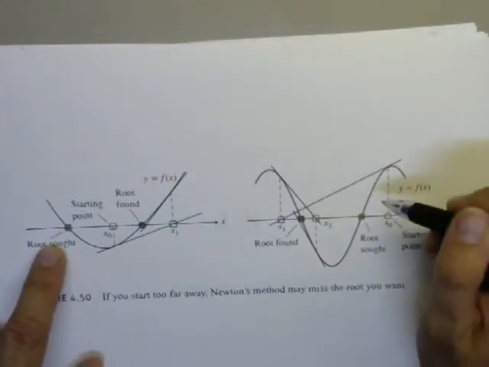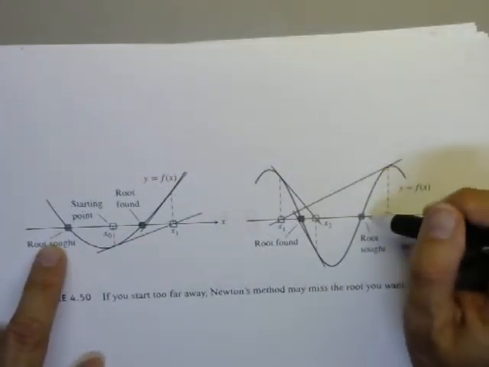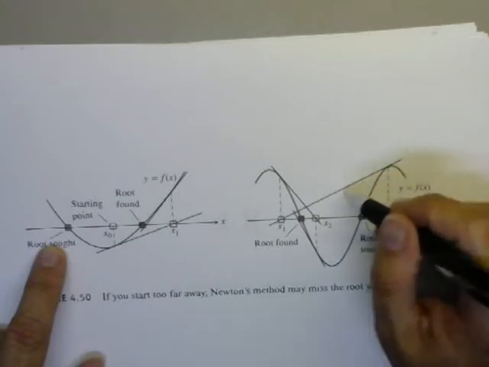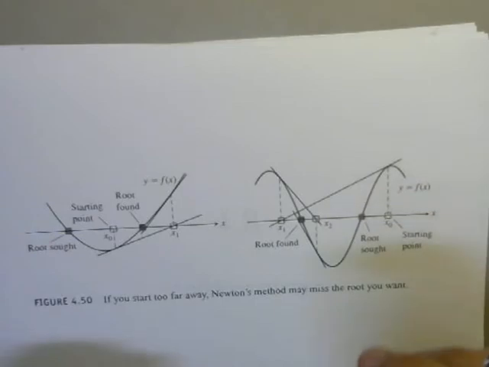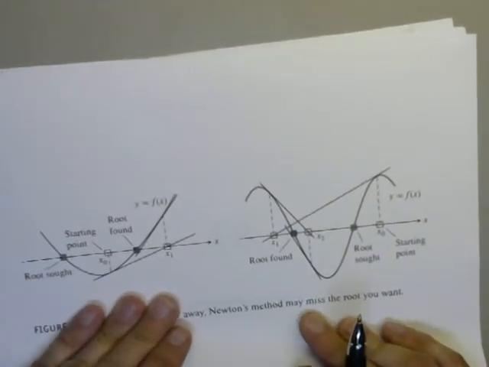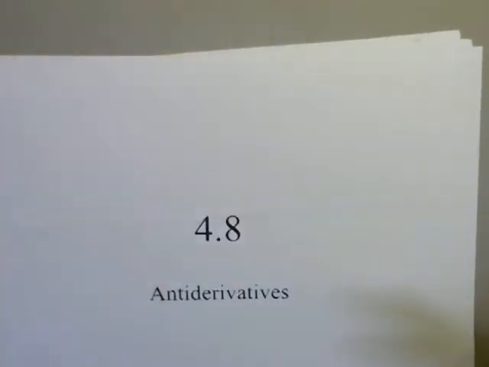Or you could have a situation like this where you start with this, again, you're trying to find this root, and you get something like that. So even if you do start closer to the other root, it may accidentally find the other root also. So just a couple things to be aware of. But that shouldn't happen on the homework or the exam.